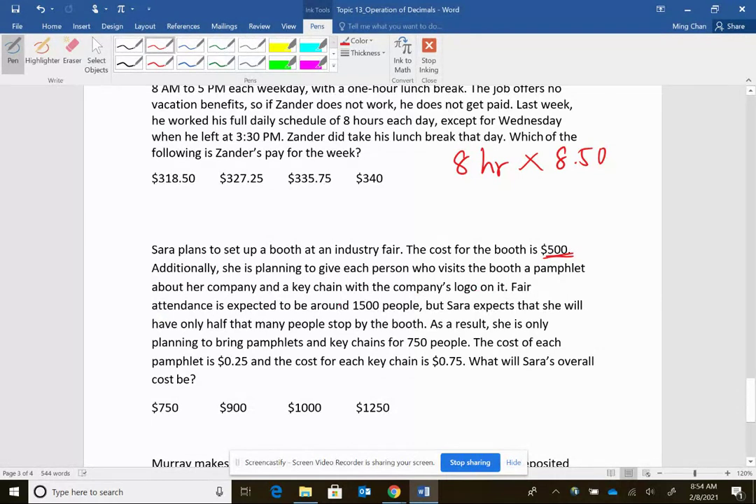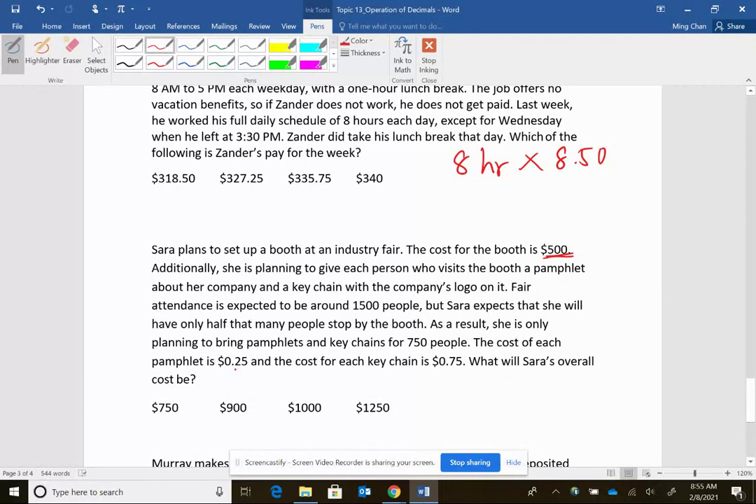Fair attendance is expected to be around 1,500 people. But Sarah expects that she will have only half that many people stop at her booth. So half of 1,500 people is 750 people. As a result, she is only planning to bring pamphlets and keychains for 750 people. The cost of each pamphlet is 25 cents, and the cost of each keychain is 75 cents. What will Sarah's overall cost be?